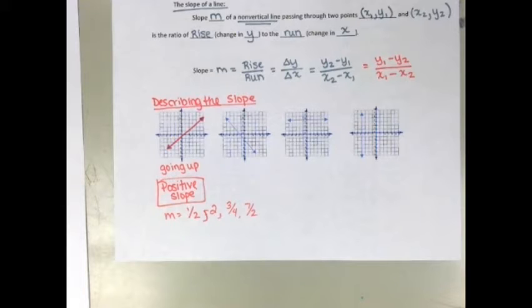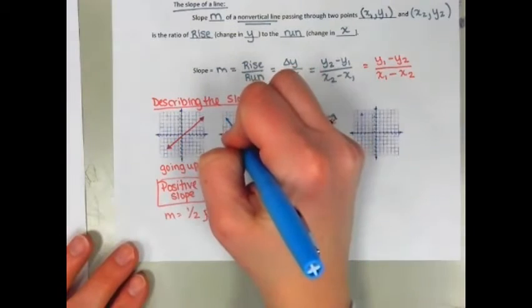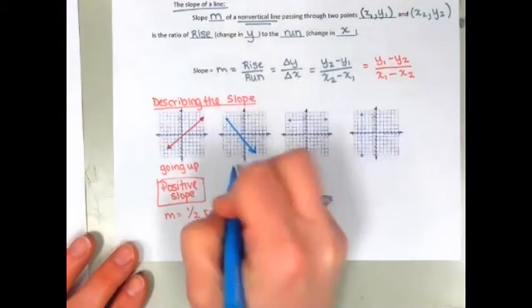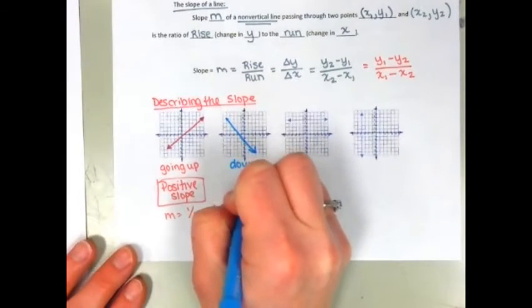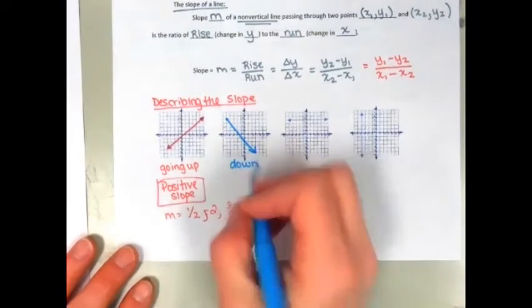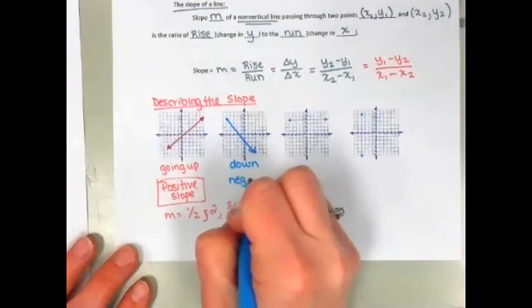Looking at the second graph, reading that line from left to right, what's happening there? It's going down, and if it's going down, what kind of slope are we going to have? Negative. So we will have a negative slope.